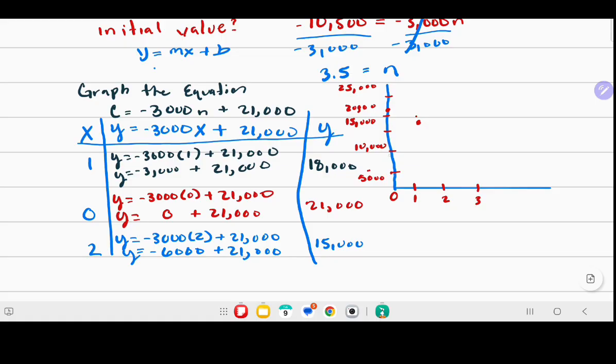Look at my tick marks. I couldn't write my numbers right on it because I was afraid to go past it. 5, 10, 15, 20, 21 to be real close. And then the last one would be 2 and 15,000. So come over to 2 and 5, 10, 15, about right here. All right. And that's our graph. The value of the vehicle is falling down. And that's what happens with depreciation. The value of your merchandise decreases.